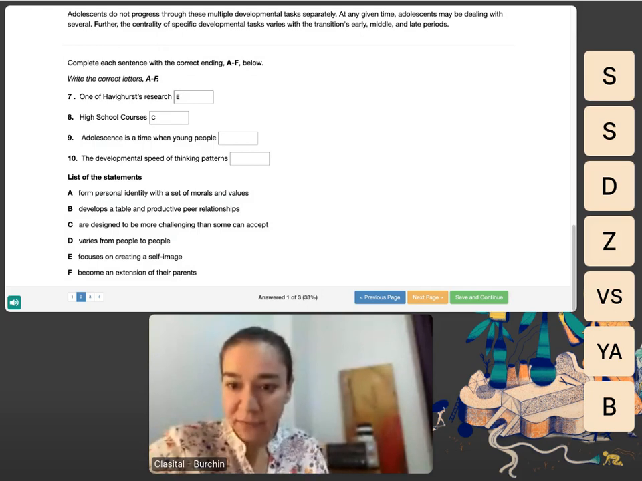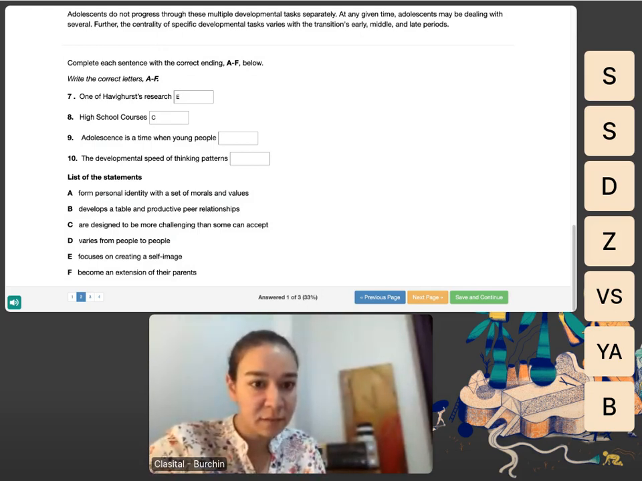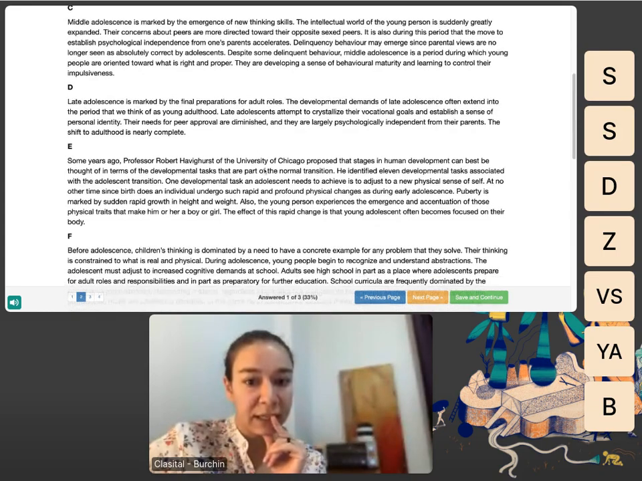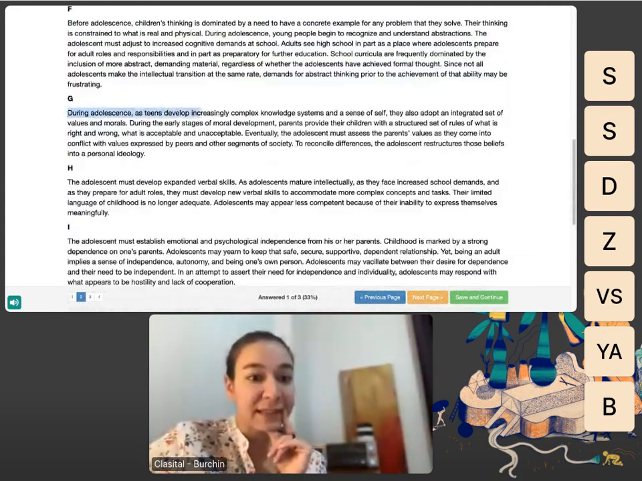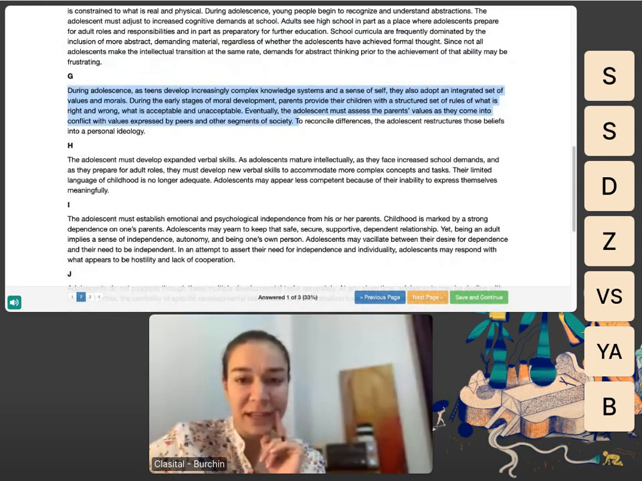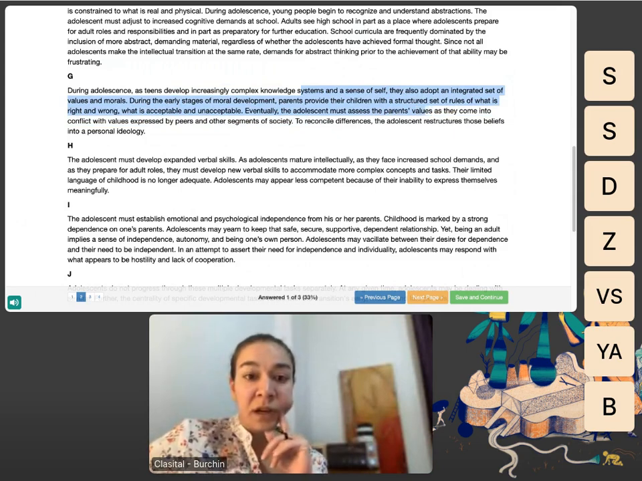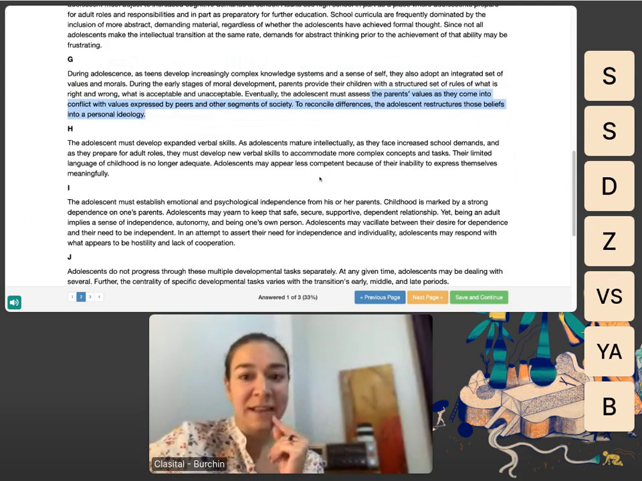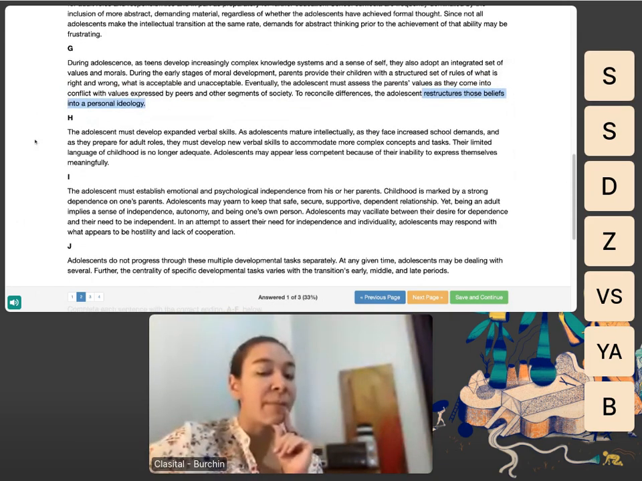Nine, adolescence is a time when young people do something. And 10, the development speed of thinking patterns doing something. I don't know. Adolescence is a time when, where were we? Yes, here. During adolescence, as teens develop increasingly complex knowledge systems and a sense of self, they also adopt an integrated set of values and morals. During the early stages of moral development, blah, blah. Eventually, adolescents must assess the parents' values as they come into conflict with the values expressed by peers and other segments of society. To reconcile the differences, the adolescent restructures those beliefs into a personal ideology.